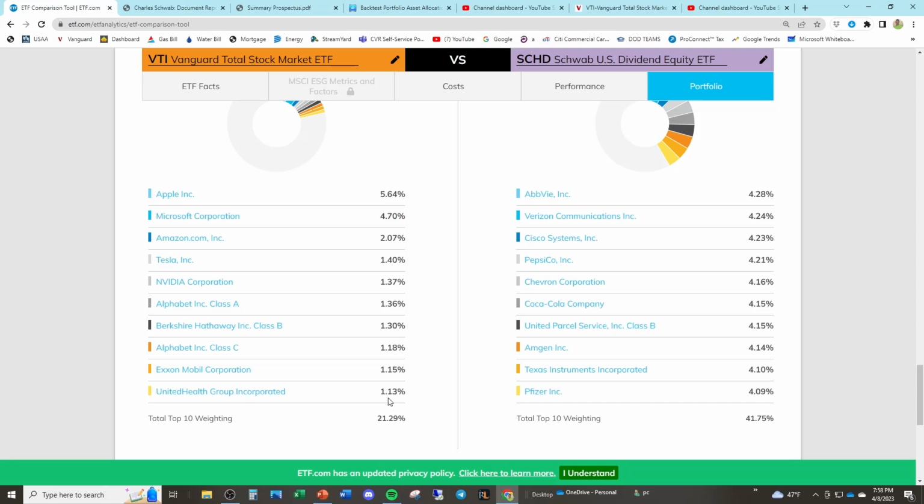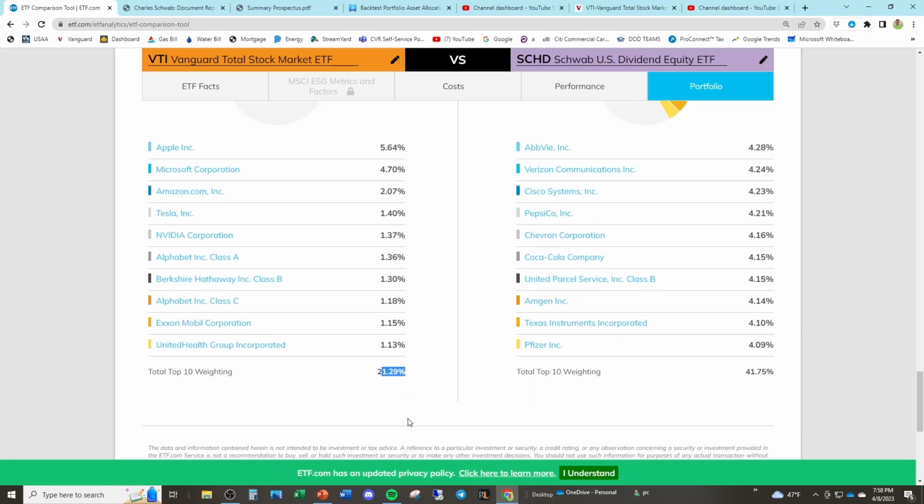The next thing I notice is the weightings. The weighting for VTI is at market cap weights. Larger companies have more representation. And the top 10 stocks only have 21% of your total portfolio. Look at the concentration for SCHD. So while they say, oh, you have 101 stocks, you're actually pretty super concentrated in the top 10, because 41.75% of the entire SCHD ETF is in the 10 top stocks. So that's pretty concentrated in my opinion.